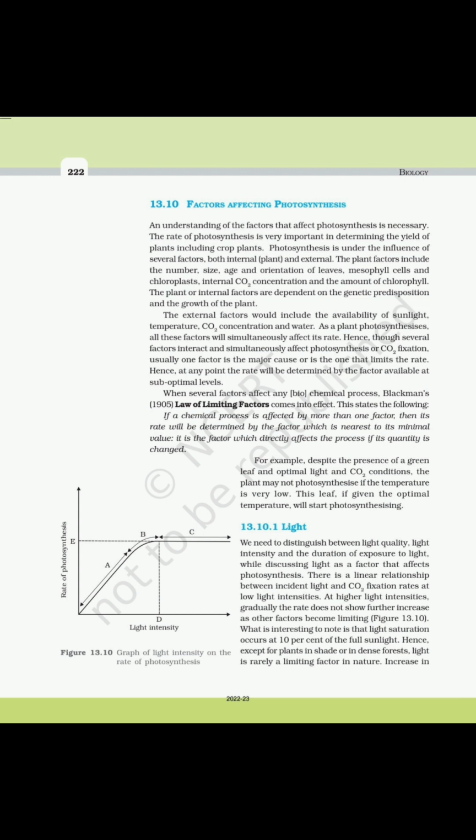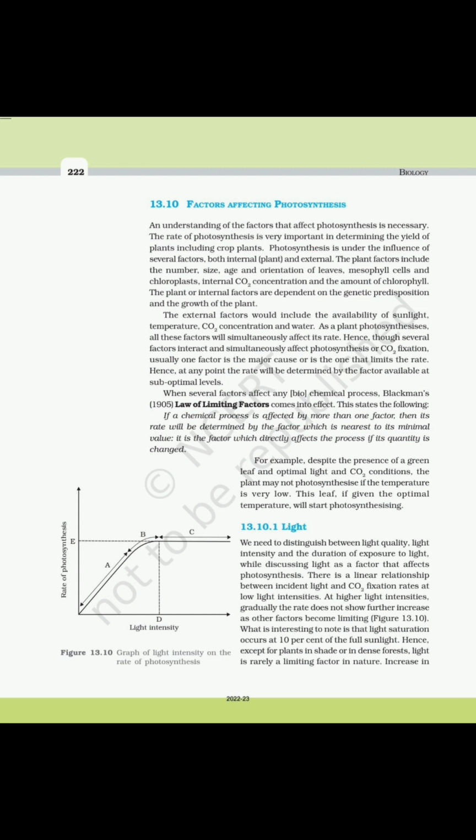As a plant photosynthesizes, all these factors will simultaneously affect its rate. Hence, though several factors interact and simultaneously affect photosynthesis or CO2 fixation, usually one factor is the major cause or is the one that limits the rate. Hence, at any point the rate will be determined by the factor available at suboptimal levels. When several factors affect any biochemical process, Blackman's 1905 Law of limiting factors comes into effect.